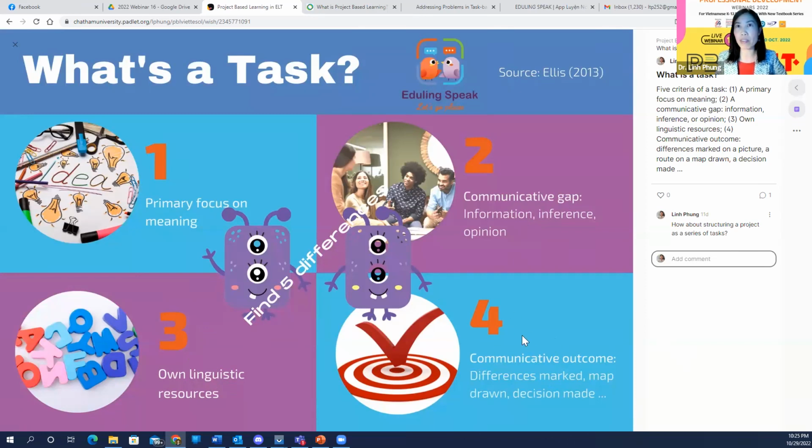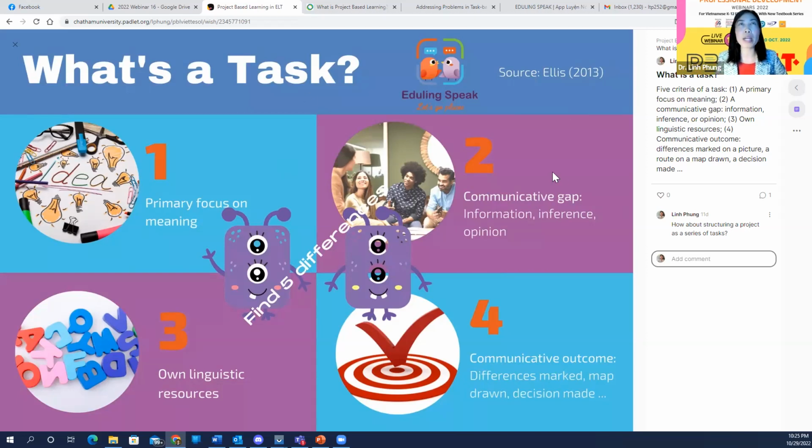And the communicative outcome of a task can be, maybe, if they have two pictures, they have to find the differences and mark the differences. If they listen to someone giving an instruction, they may have to draw a route on the map. So that is a communicative outcome, or they need to make a decision.